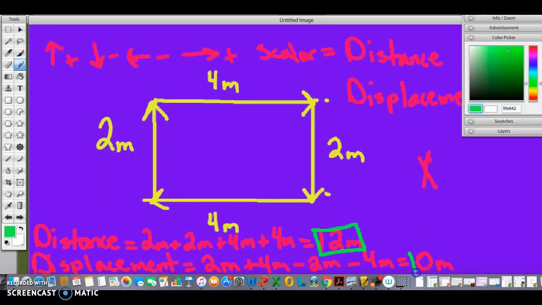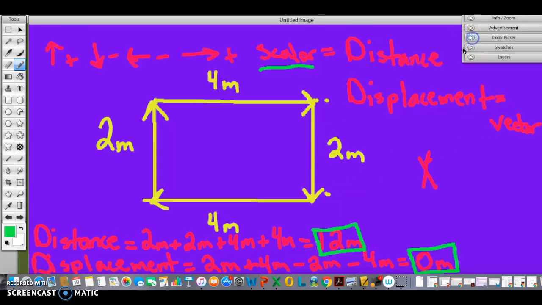This goes back into our scalar and vector conversation. Remember, a scalar is just the magnitude. We just care about the number. A vector, which is displacement, we care about the number and the direction that is pointed. So we see here distance, which is just a scalar. All we care about is the numbers. We don't care about the direction. 2 plus 2 plus 4 plus 4 equals 12.